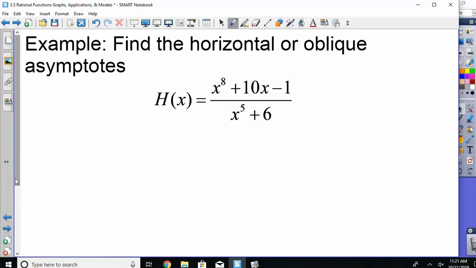Okay. This one, what's the degree at the top? Degree at the bottom? Okay. If the top is smaller, it's horizontal, y equals 0. If it's same on top and bottom, it's horizontal, we divide leading coefficients. If the top is 1 bigger, it's oblique. If it's more than 1 bigger, then it's none. So this one has no horizontal or oblique asymptote.